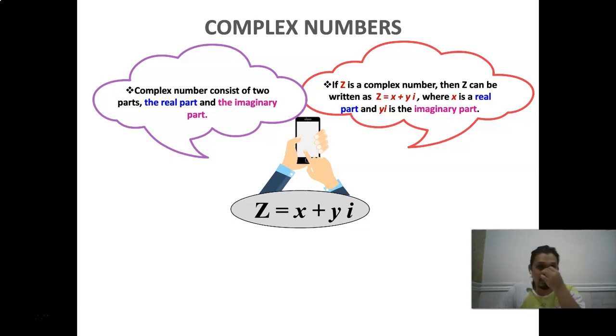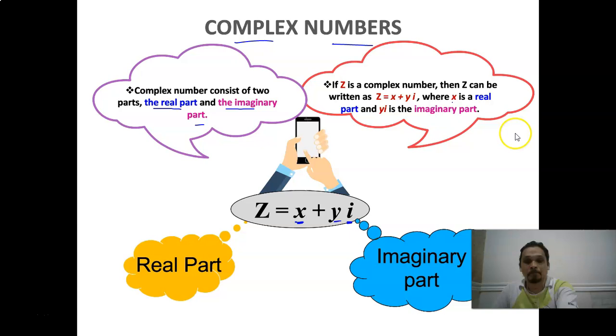Okay. A complex number consists of two parts, the real part and the imaginary part. The real part is x, and the imaginary part is y with the imaginary unit i. So z is a complex number written as z equal to x plus yi, where x is the real part and yi is the imaginary part. The real part refers to the x here.